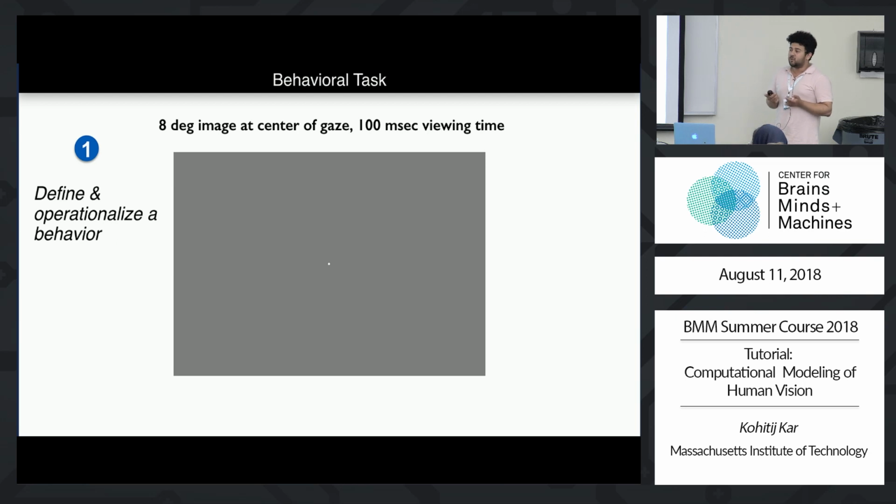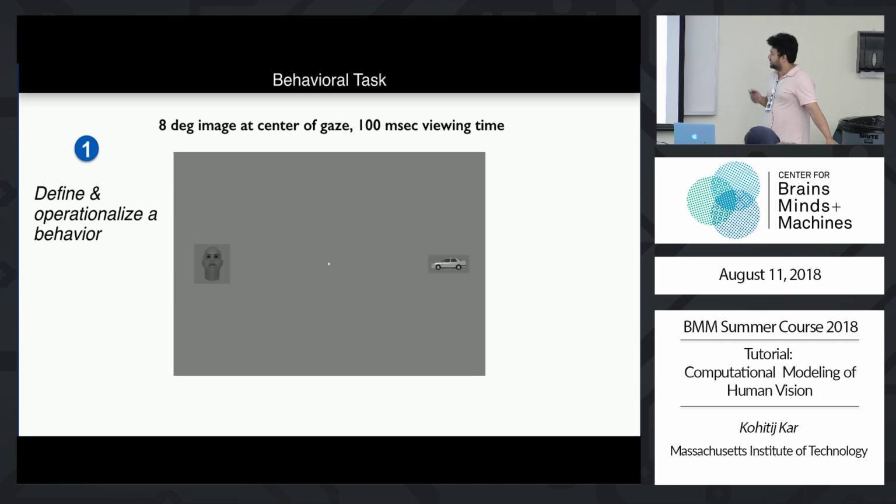The most important step is you have to define and operationalize the behavior. If your behavioral metrics are not good, then the whole project falls apart. In this case, we decided to go with a binary object discrimination task. It's a pretty simple task. An image will come up in the center, and then there will be two objects, and you have to choose which object was presented in the image.